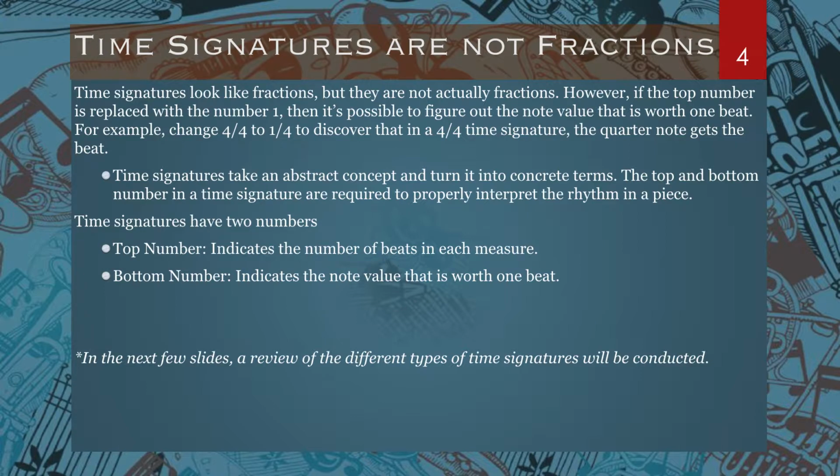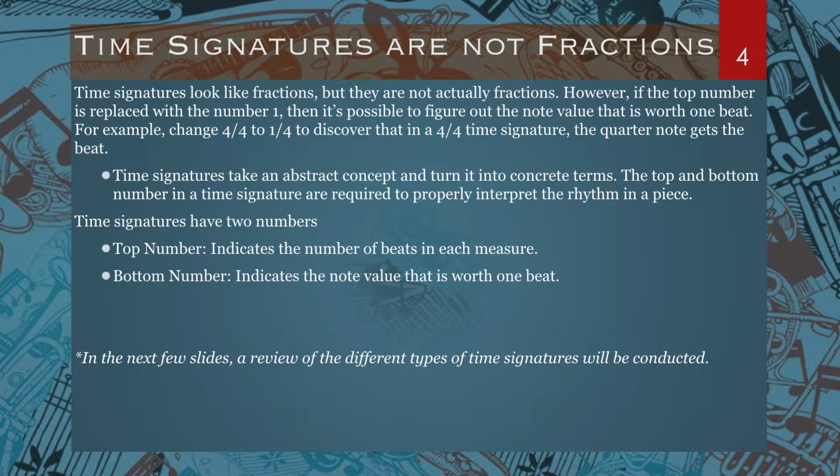You can simply replace the top number with 1, and then you can figure out what note value is worth a beat. So if you see a 4/8 time signature, replace the 4 on the top with a 1, and you get 1/8. So the 8th note is worth 1 beat. If you see a 2/2 time signature, replace the 2 on top with a 1, and you find that the half note is worth 1 beat. So that's a simple way to figure this out if this is at all confusing at first. Eventually this will become very simple for you, and you'll be able to understand how to count each individual time signature.